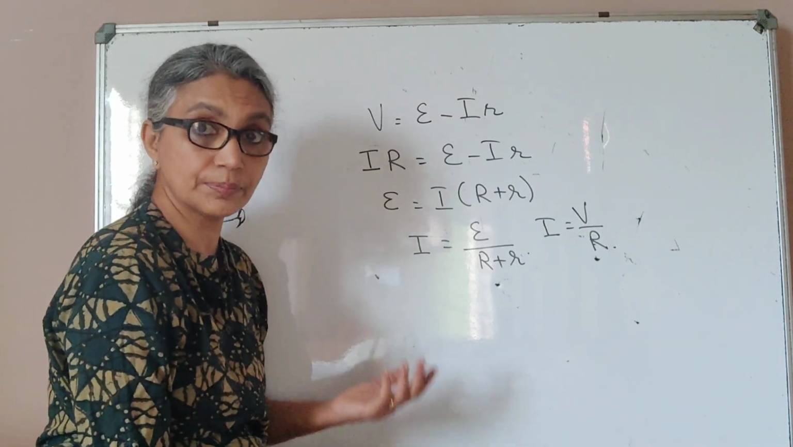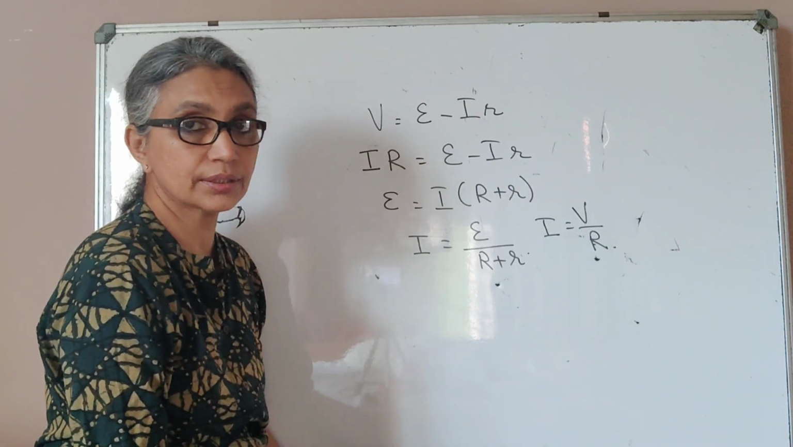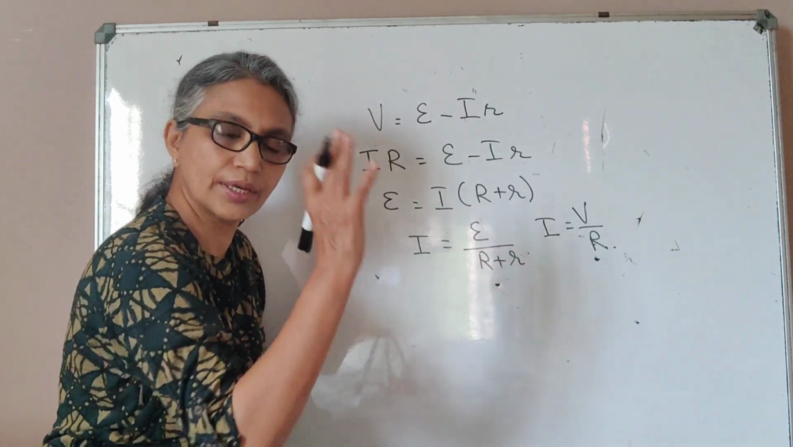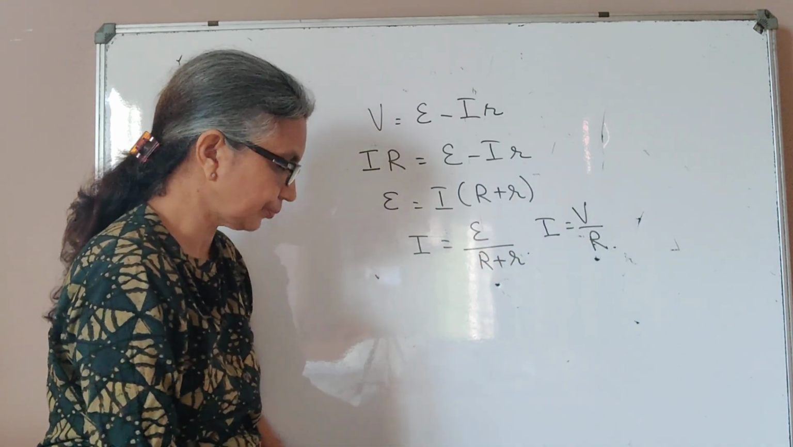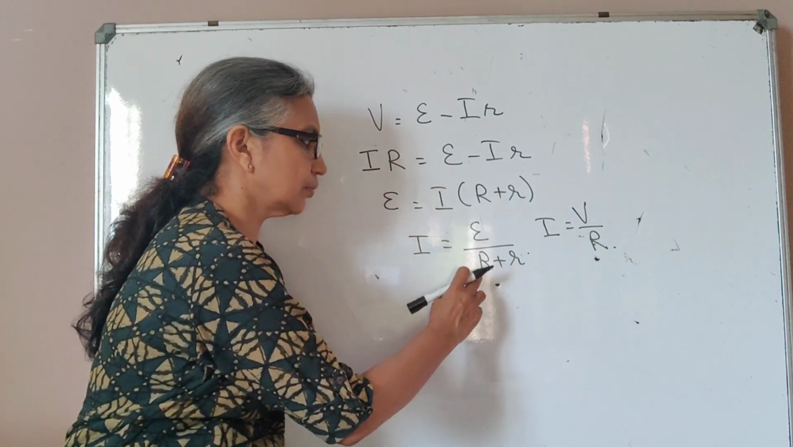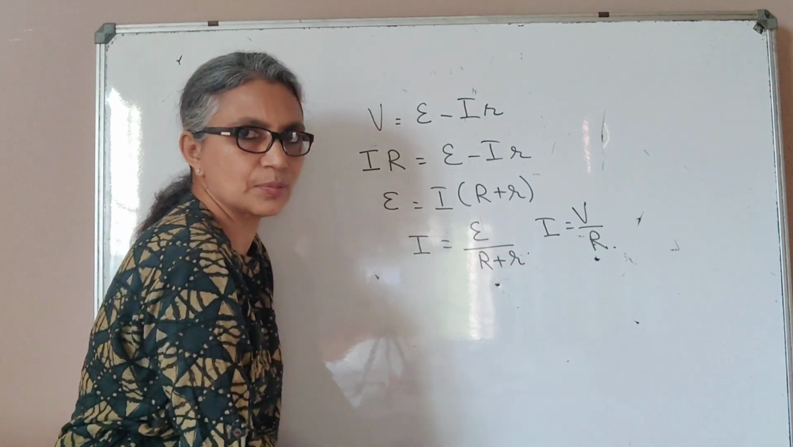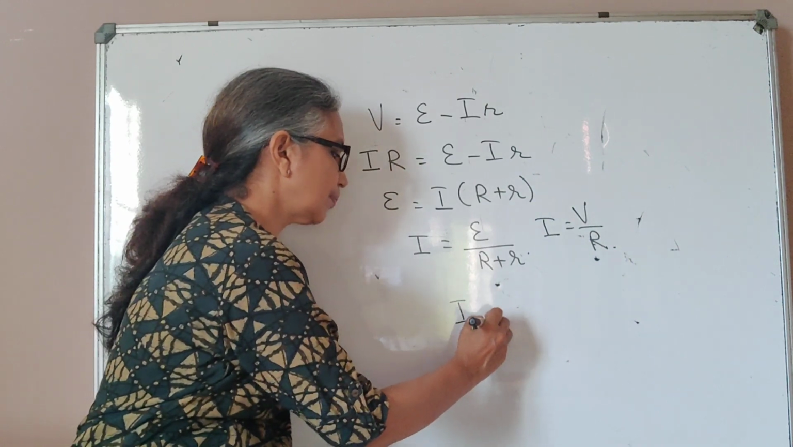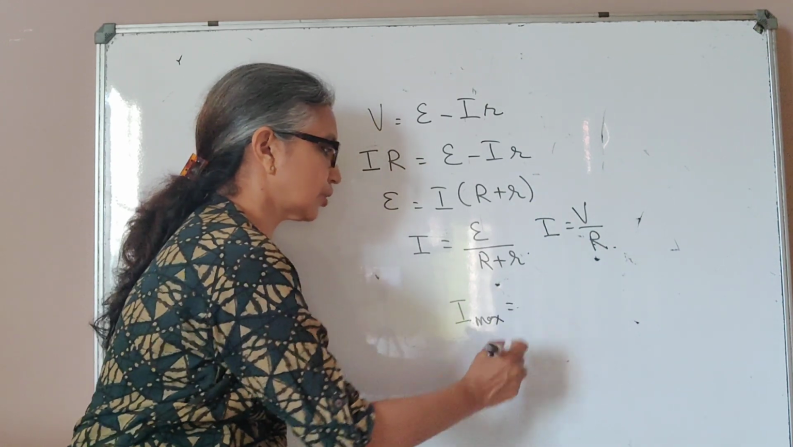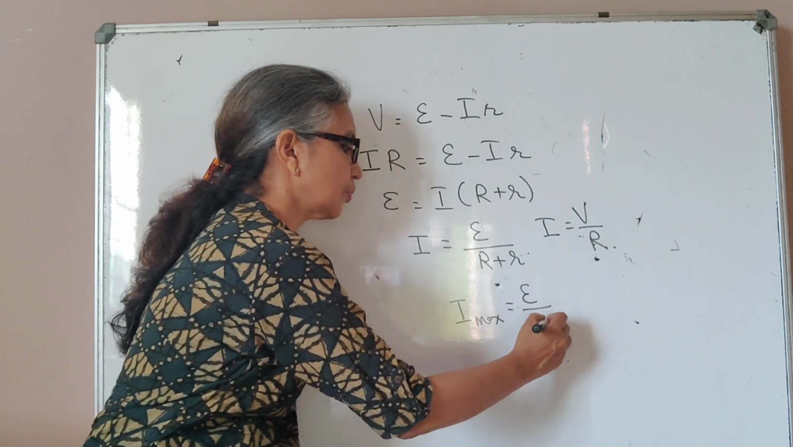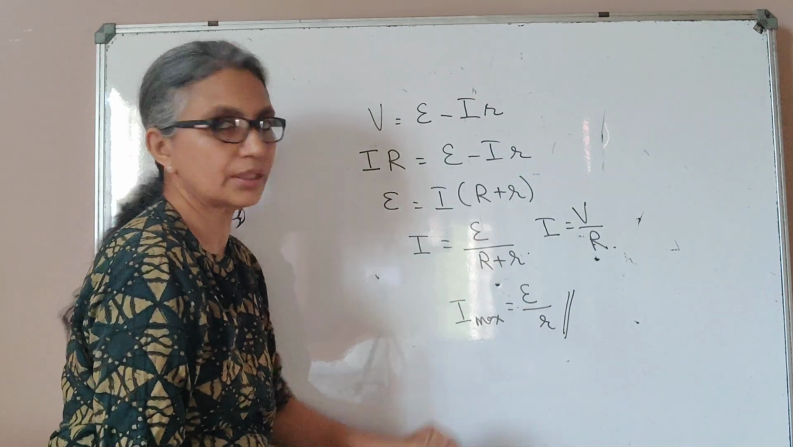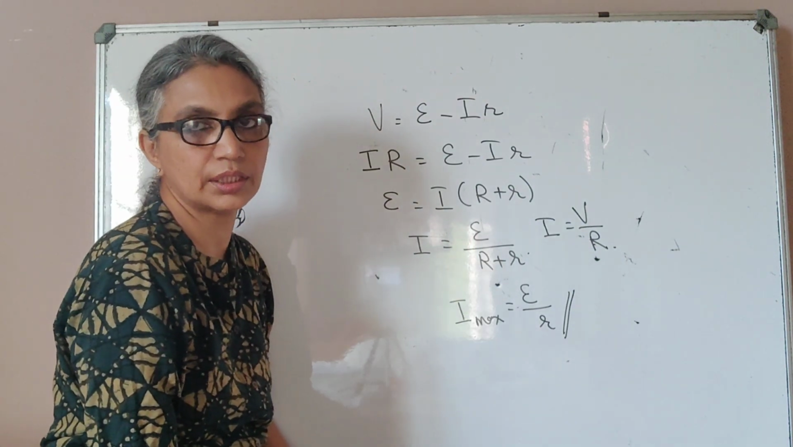Now, current can be maximum in your circuit when you have removed the external resistance, that is, there is no external resistance connected, or let's say the external resistance is negligibly small. When your external resistance is negligibly small, the maximum current that can flow through your circuit will be E by small r, since I am neglecting R. So we have E by r as the maximum current in your circuit.